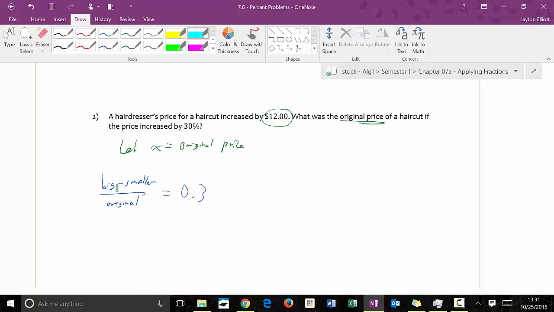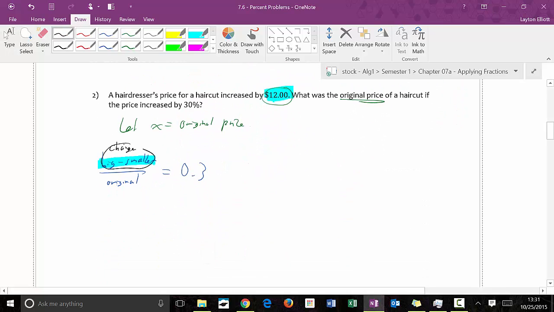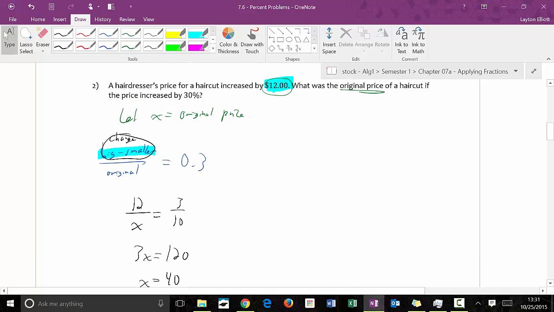Now, this big minus smaller, that is the $12. That's the change. As the above formula talked about, it's the amount of change. So 12 divided by the original is equal to 0.3. We can write that as 3/10, and then do a cross multiplying of 3x equals 120. Divide by 3, and I get x is 40. So I can say the original price is $40.